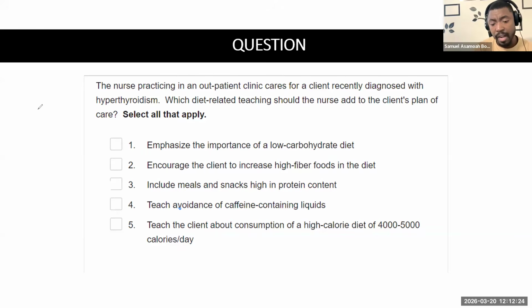Teach avoidance of caffeine-containing liquids. Why didn't you pick it? Because caffeine is a stimulant. If you take caffeine, the person is already elated, and it will worsen their case. Okay, then you are right.